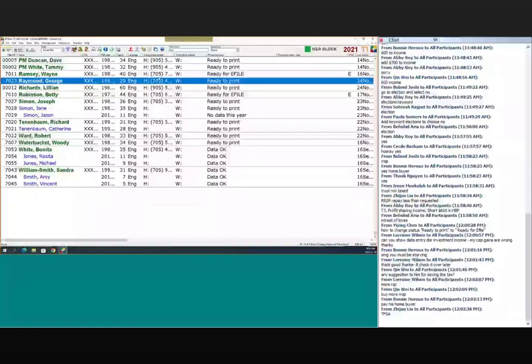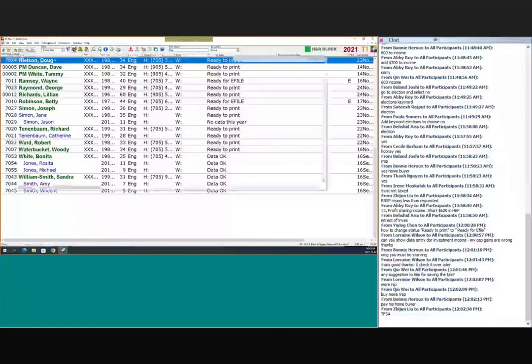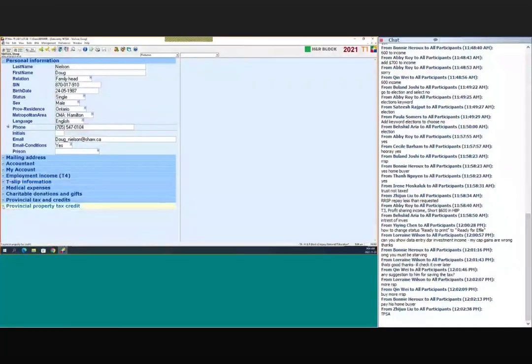So let's move on to practice problem number 2. This is for Doug Nielsen. So let me bring up Doug Nielsen here. There we are. There's Dougie. Okay. So let's just close all the data entry screens here. And this here is his personal information. So we also want to put his email in. It's been given to us, so let's read about Doug.